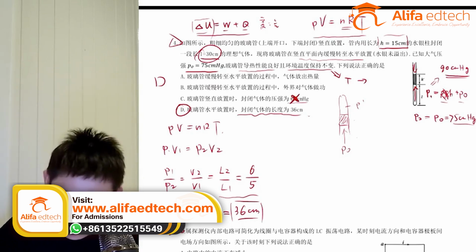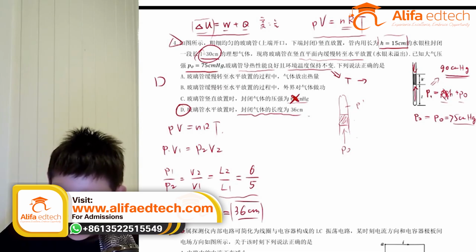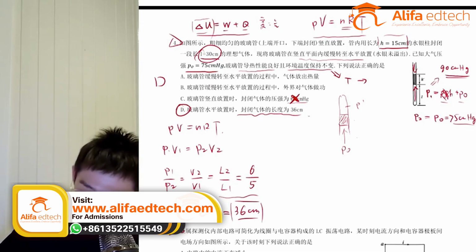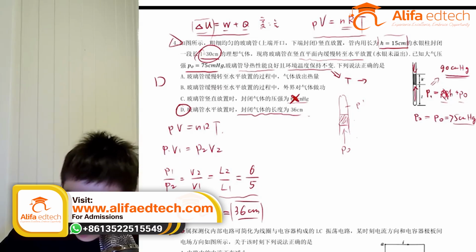B is also wrong. During the process of slowly rotating the glass tube to a horizontal position, external work is done on the gas. Throughout this entire process, you can see that the pressure definitely decreases. While the temperature remains unchanged, the pressure decreases. So during the process of laying it flat, the volume must increase.